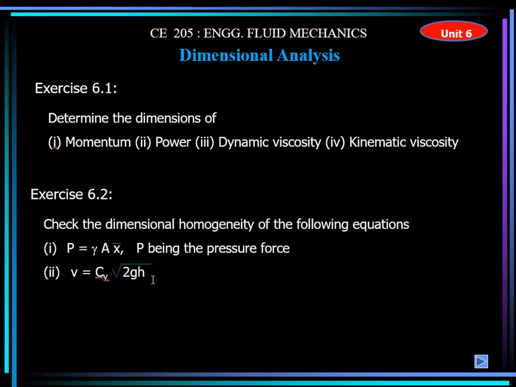So you can do any equation for the dimensional homogeneity check, and you can find out whether both sides are the same. If it is the same, then it is a homogeneous equation. If it is not the same on both sides, it means it is a non-homogeneous equation. So this is all about dimensional analysis.